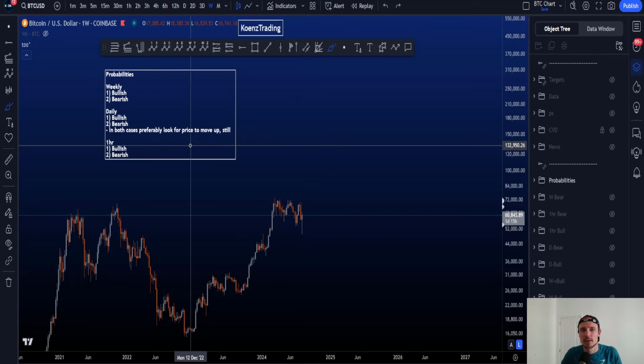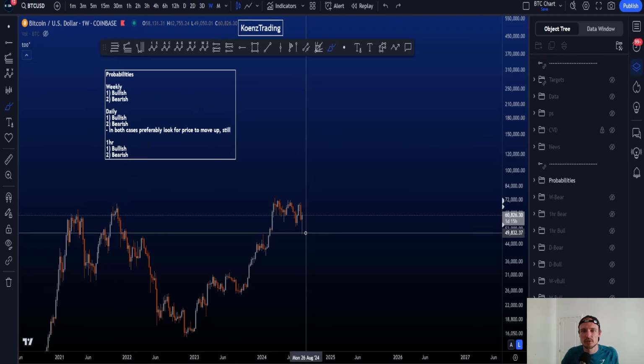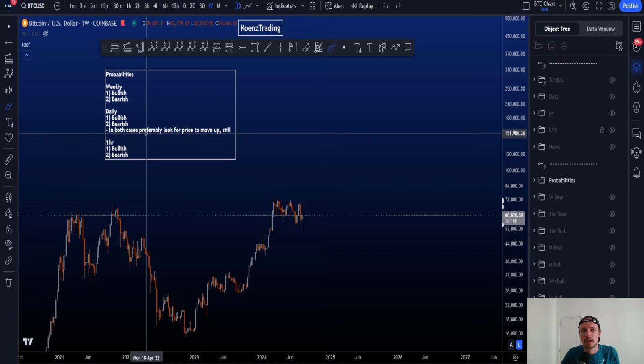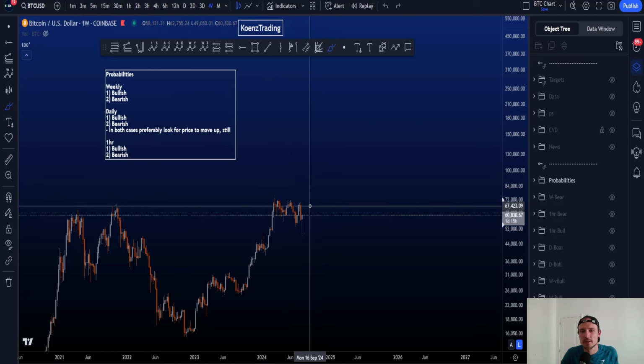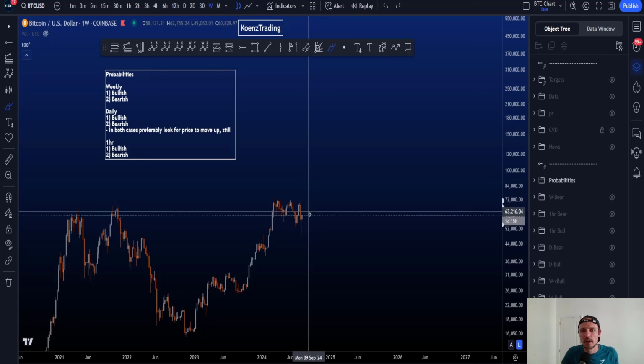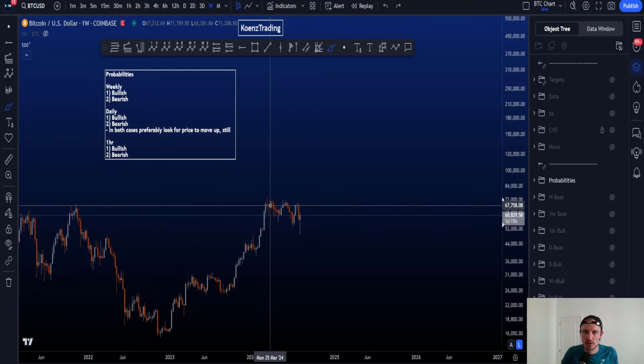be aware. On the daily time frame, the probabilities are also at the moment higher for the bullish scenario, where we have a low here and look for impulsive continuation at the moment. But in both cases, even in the bearish scenario, preferably you still move higher to at least 65, 68k, right? And on the 1 hour time frame, at the moment, the probabilities would be higher for the bullish scenario, the impulse, compared to the bearish scenario.